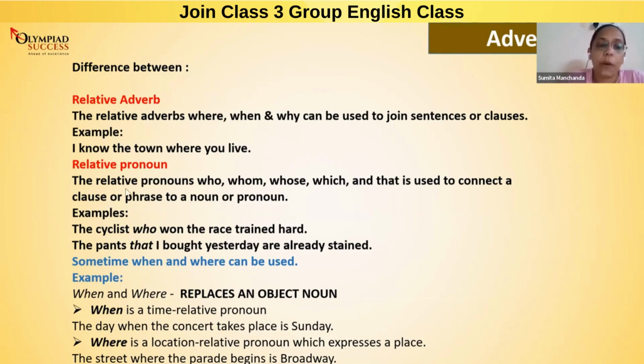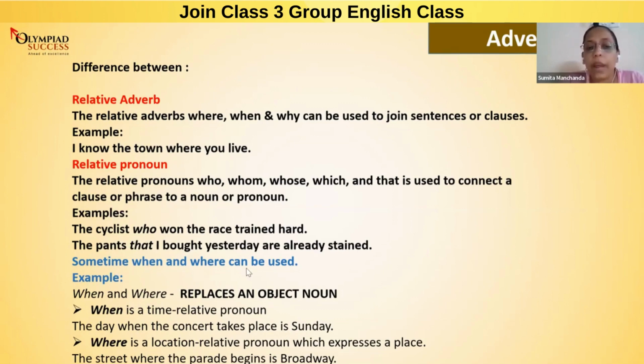Now for relative pronoun, the relative pronouns who, whom, whose, which, and that are used to connect a clause or phrase to a noun or pronoun. The cyclist who won the race trained hard. Now over here, again we are using who in the middle of the sentence. That means we are trying to connect two sentences, two clauses, or we may say phrases.